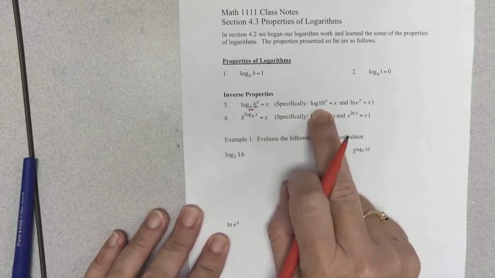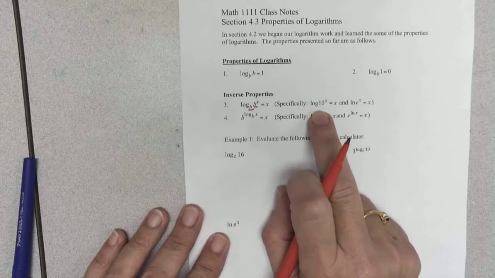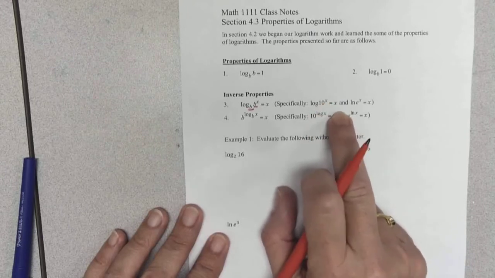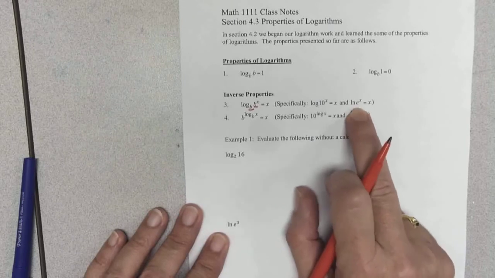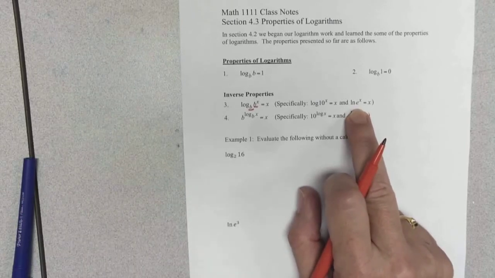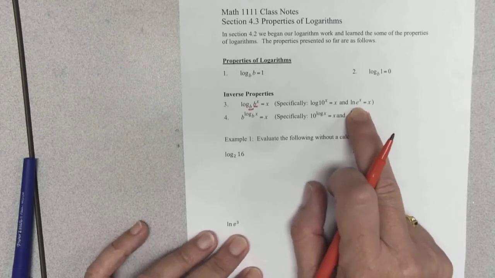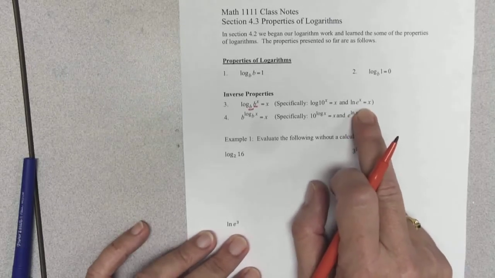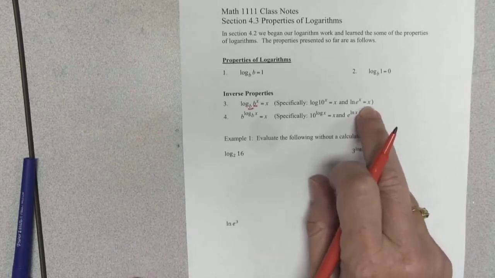Then two specific examples. Remember, if a base is not written, it's understood to be 10. So this is log base 10 of 10 to the x is x. And then really importantly, because this is going to creep up a lot if you do mathematics and if you go on to calculus: natural log of e to the x is x. Again, because natural logs, which are log base e, and the natural exponential, which is base e, have the same base, they're inverses, so we get just x.